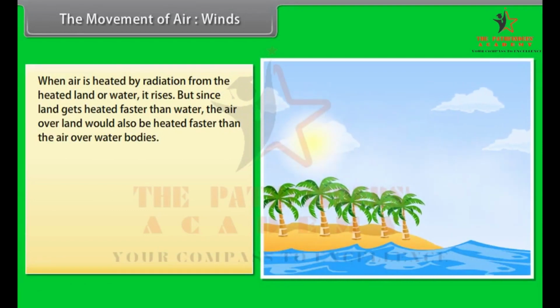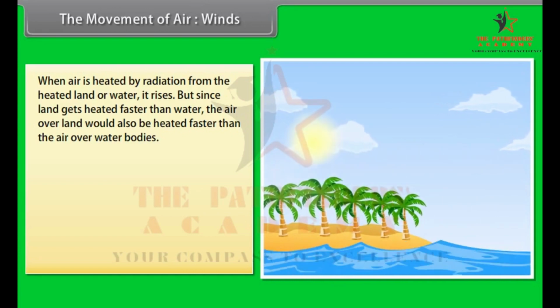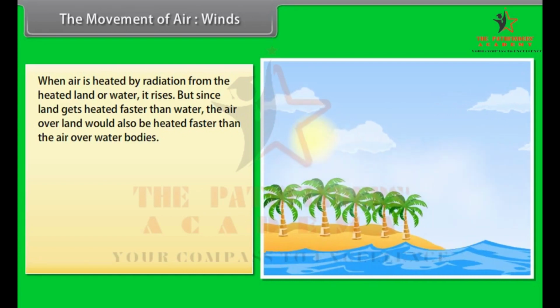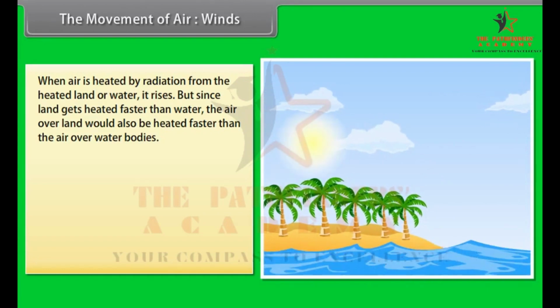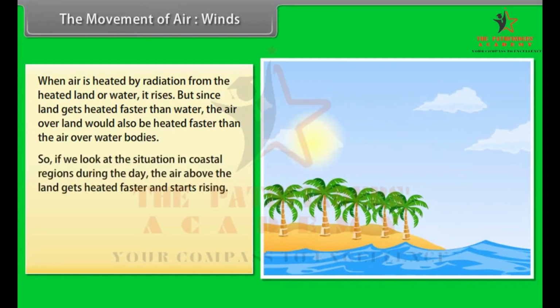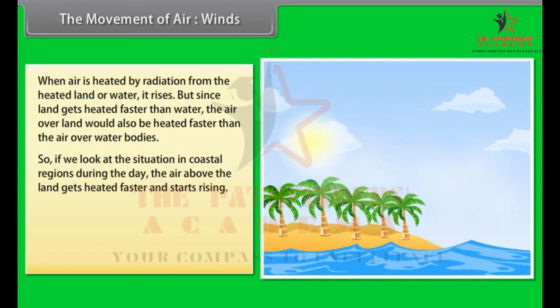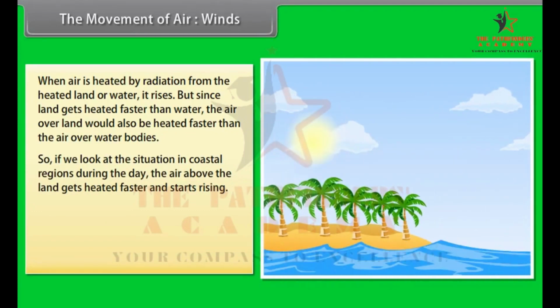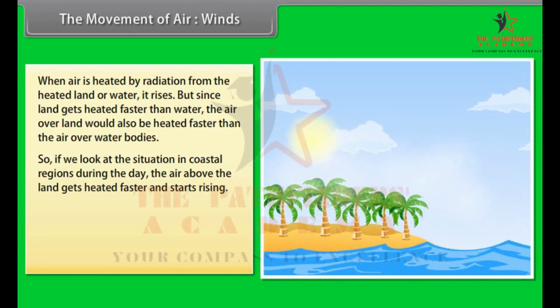But since land gets heated faster than water, the air over land would also be heated faster than the air over water bodies. So, if we look at the situation in coastal regions during the day, the air above the land gets heated faster and starts rising.